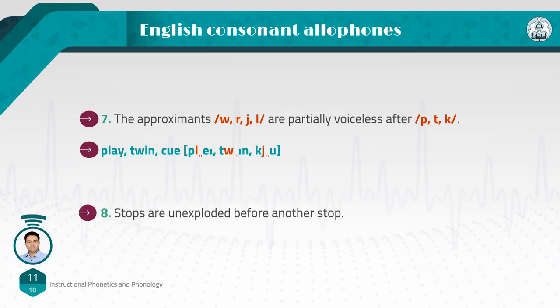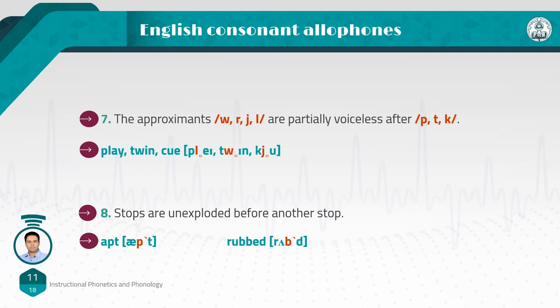Number 8. Stops are unexploded before another stop. Apt. Robbed. Stops are unexploded before another stop. What does it mean, unexploded? When I say, for example, p, or when I say b, it is exploded.